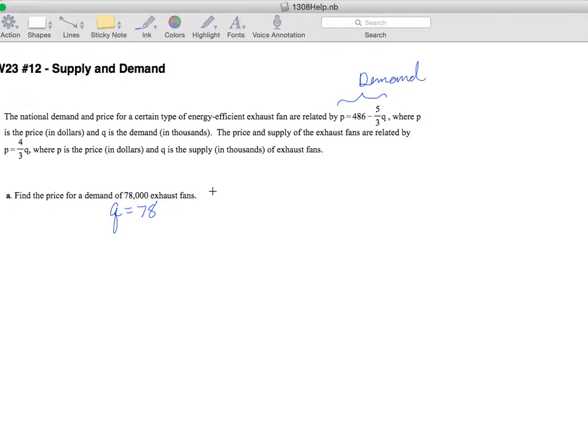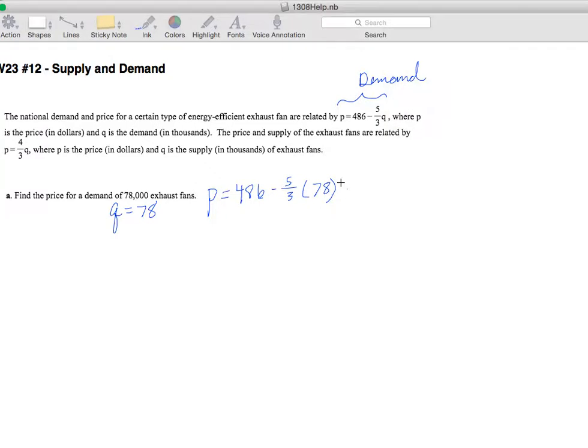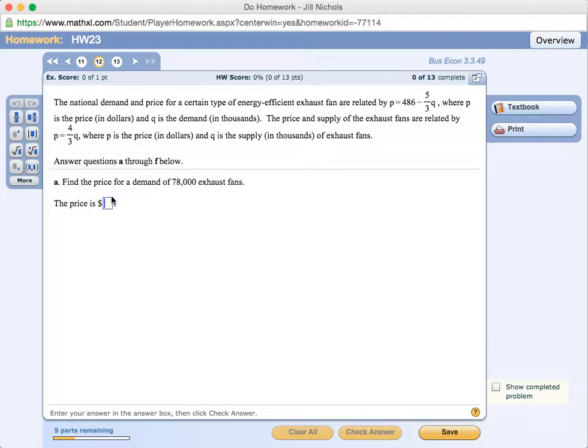So plugging in 78 for Q, you get P is 486 minus 5/3 times 78. So 486 minus 5/3 times 78 is $356.